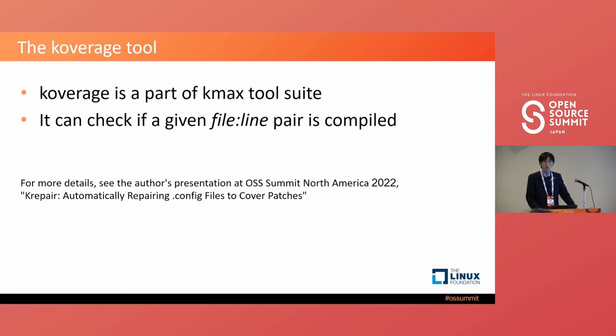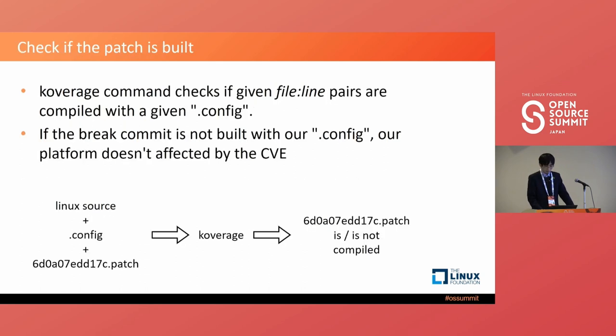I introduce a tool called coverage. Coverage starts with K, not C. Coverage is a part of the KMAX tool suite. With this tool, you supply a pair of file name and line number. You can check if this will compile or not. Supplying kernel tree and .config file and patch file to the coverage command, you can check if the patch will compile or not. If the break commit doesn't build, we can determine that our platform is not affected by the CVE.